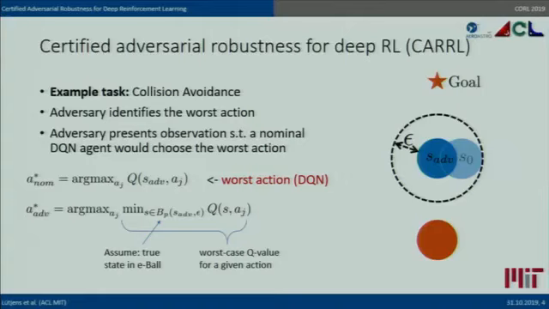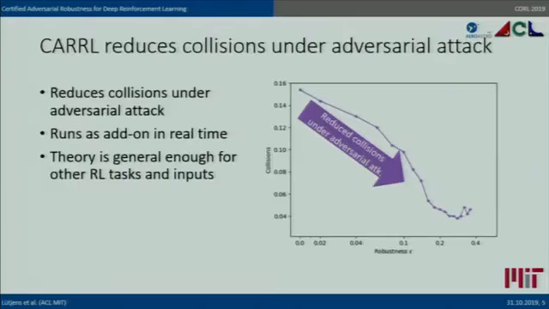Now, the worst-case Q value is incredibly challenging to compute because you would theoretically have to query your network for every single state in the epsilon ball. So we use the certified defense algorithms from the computer vision community to give us guaranteed lower bounds on the worst-case Q value. And in the end, this makes us certifiably robust against this adversary.